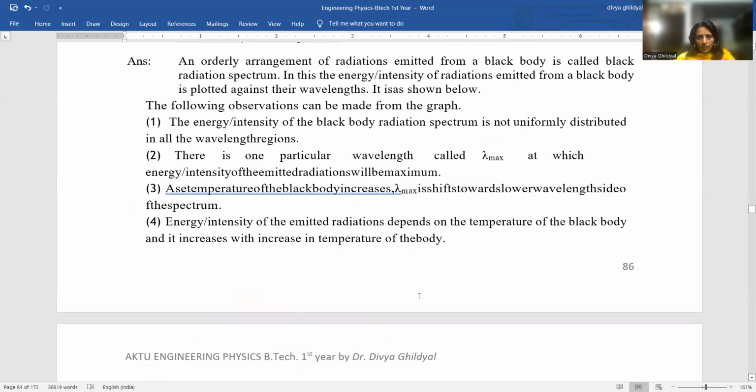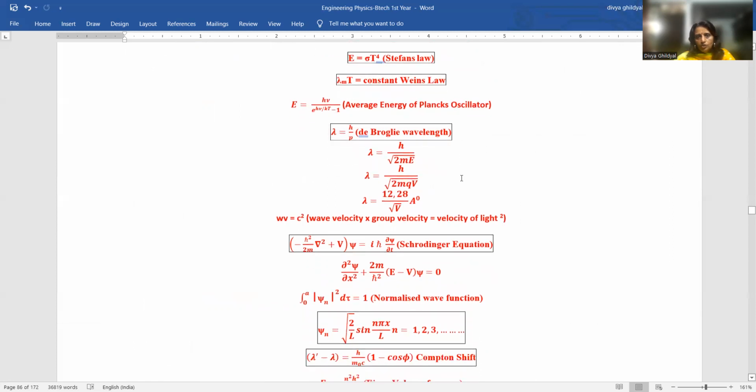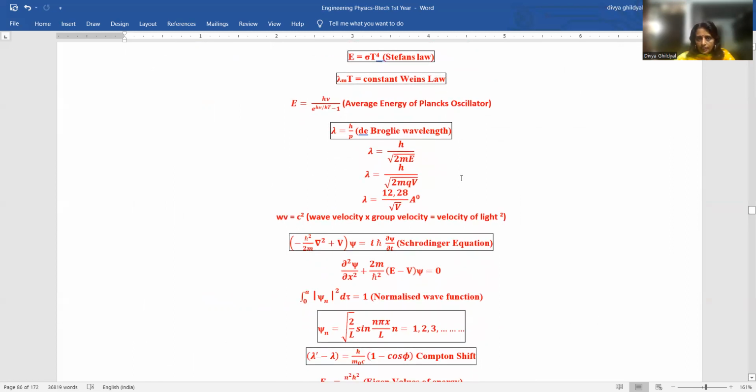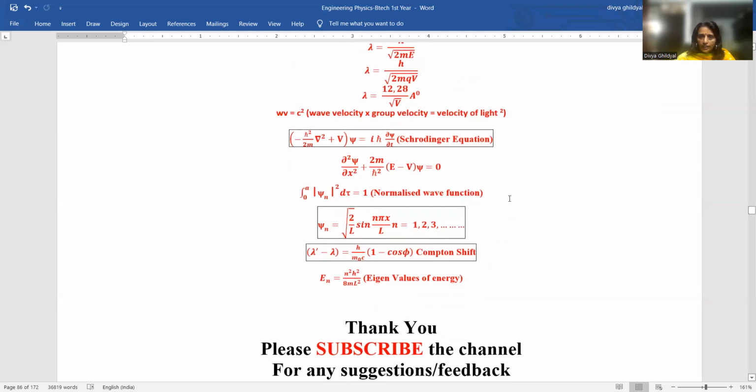Quickly, let me recap what I told you in the whole of quantum physics. I started with the laws of energy: E equal to σT⁴, Stefan's law; λm into T equal to a constant, Wien's law; the average energy of Planck's oscillator, E equal to hν/(e^(hν/kT) − 1); λ equal to h/p, the de Broglie wavelength; also λ equal to h/√(2mE), λ equal to h/√(2mqV), and λ equal to 12.28/√V in angstrom. Wave velocity into group velocity is equal to the square of the velocity of light.